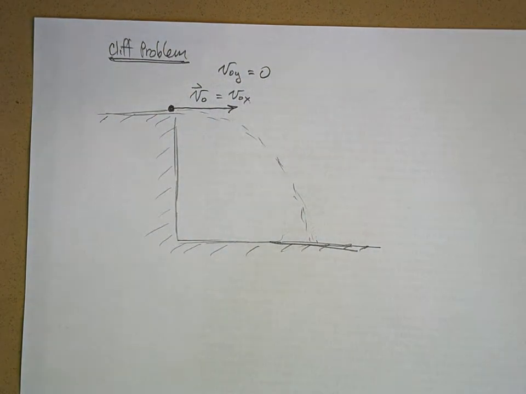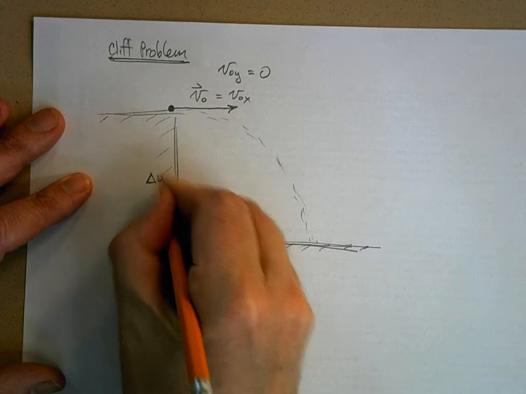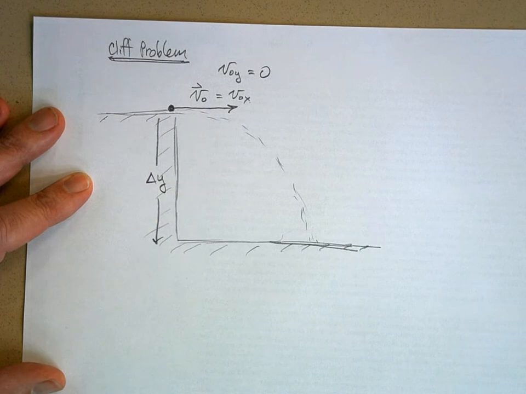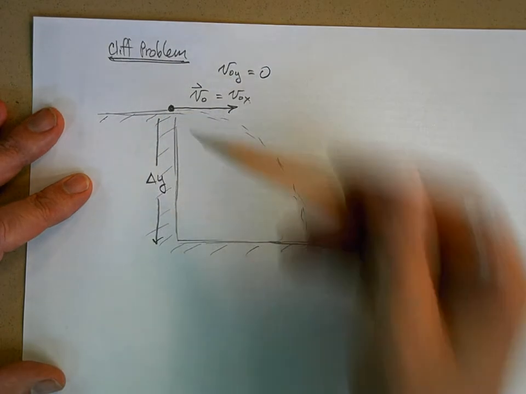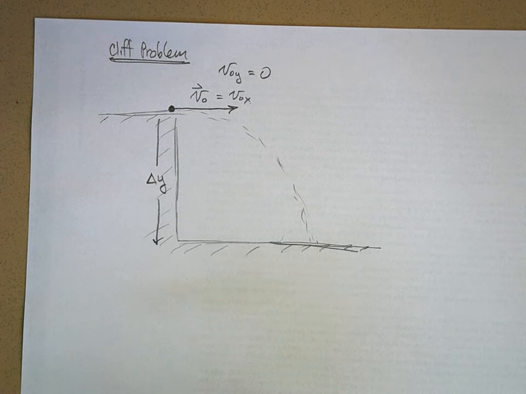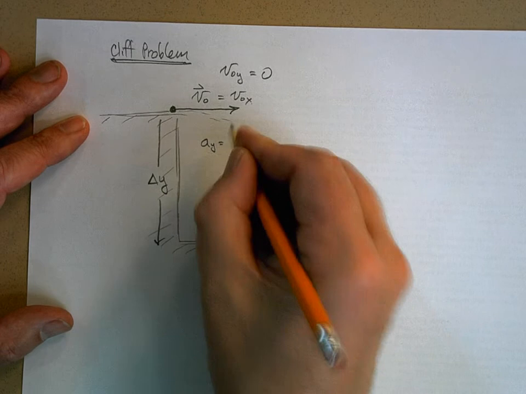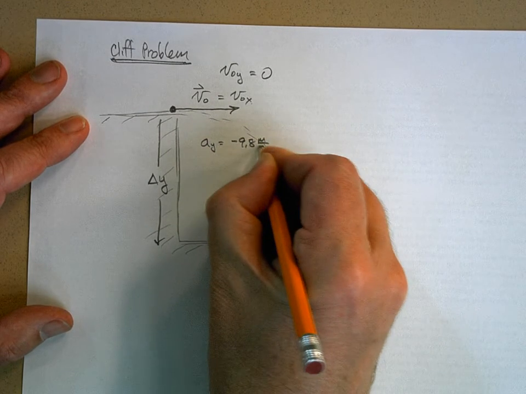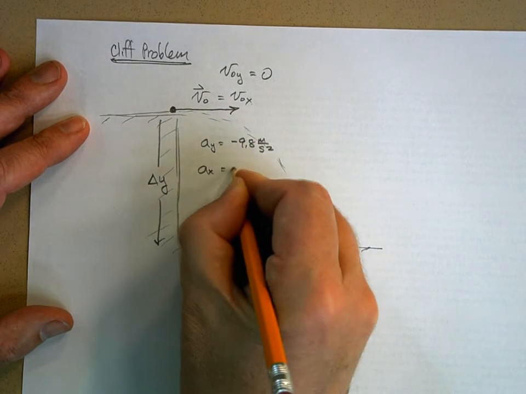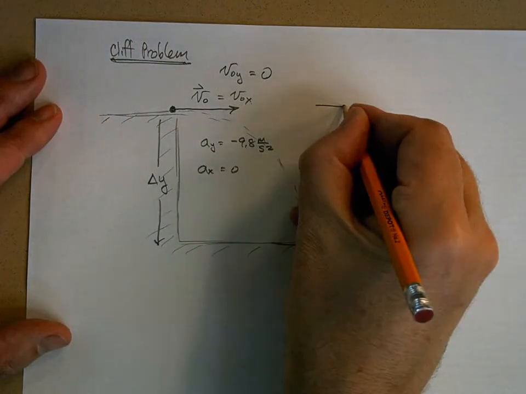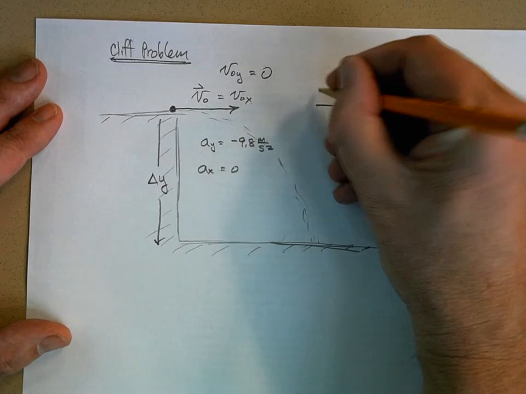Well, we have a delta y, don't we? Now notice that this delta y is going to be negative, right? Because the stone, or whatever the object is, is falling down, and we said that down is negative. So delta y will be a negative value. Watch for that. We also know what the acceleration in the y direction is. It's negative 9.8 meters per second squared. We also know that the acceleration in the x direction is 0. We're going to assume that's always true. And when you have a problem, you have to identify your x and y direction.